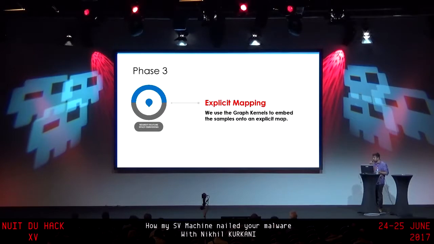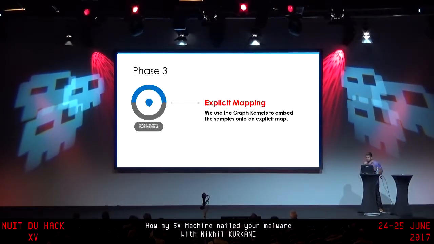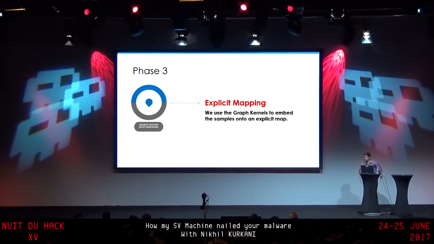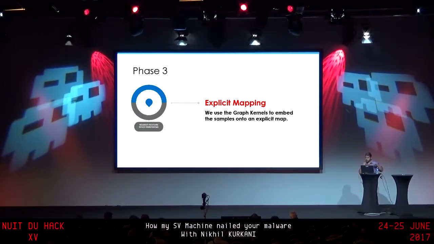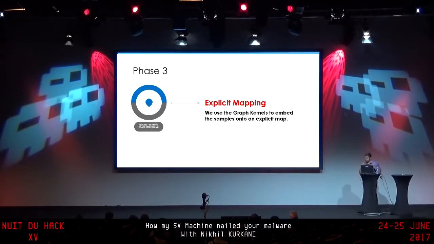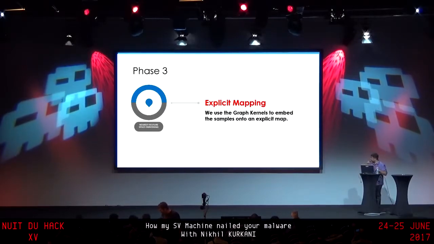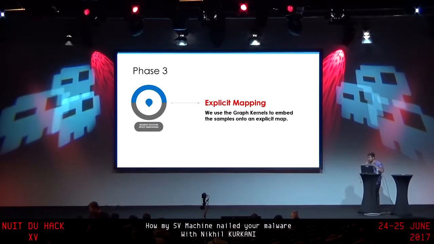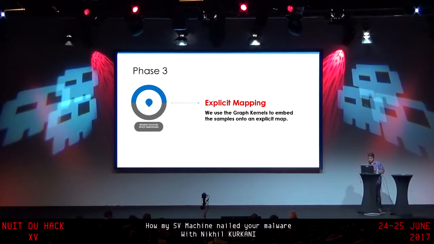The next would be the explicit mapping, because this is really needed. We cannot consider the graph structure, whatever we get from the root nodes or the subnodes or the edges, as a mathematical model to be used for an equation. So you would explicitly map it onto a graph, which makes it very easy to get to the final result during the SVM.